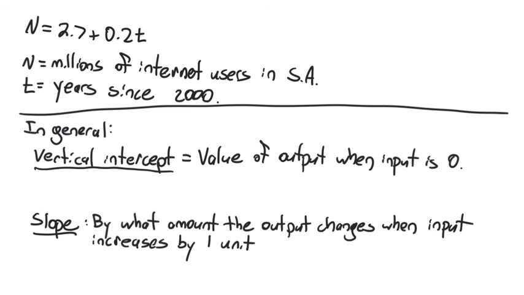Okay, and finally, I want to make sure that after we find this formula, we're able to unpack and interpret what the values in our formula are telling us in practical terms. So here was the formula that we found on the previous slide. And just recall that the output n is millions of internet users in South Africa, and t corresponds to years since 2000. In general, the vertical intercept is going to be the value of the output when the input is 0. So when we're interpreting this, we want to scrub these generic, mathy terms of output and input, and explain what these quantities are in practical terms.